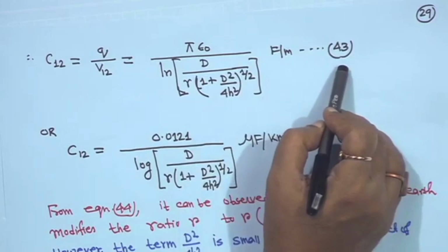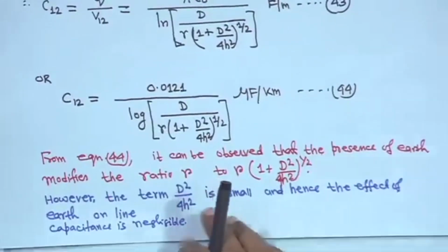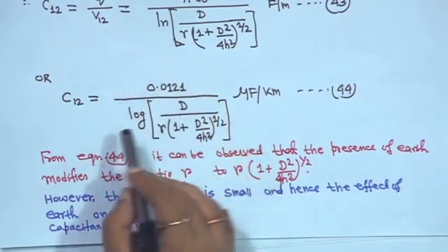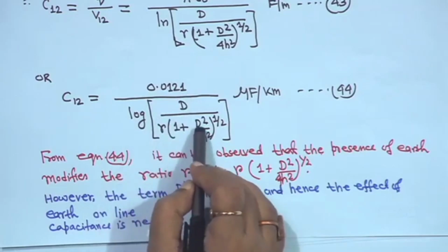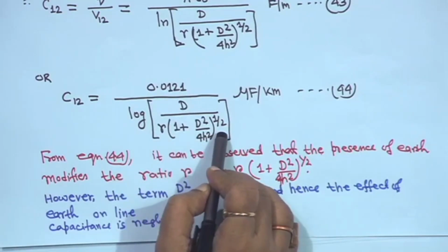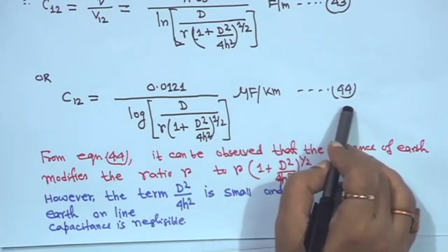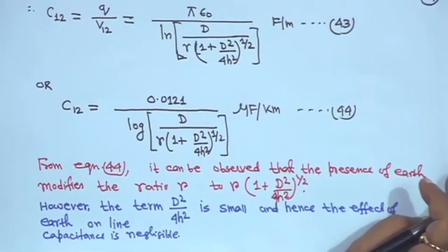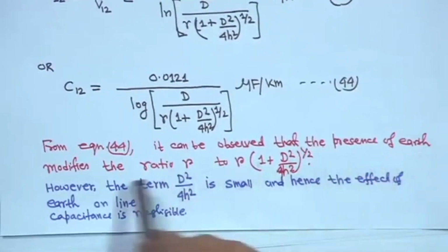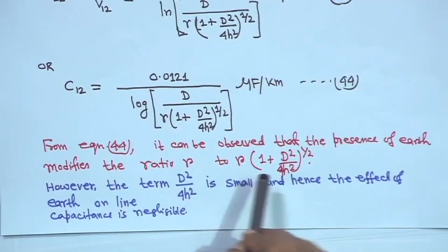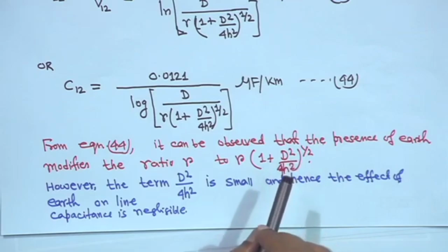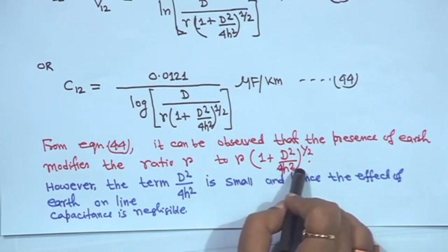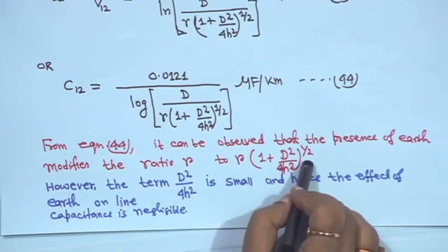This is equation 43. Now, you convert it to log instead of natural log, then C12 is equal to 0.0121 divided by log d upon r into 1 plus d square upon 4h square to the power half microfarad per kilometer. This is equation 44. Now, in equation 44, it can be observed that the presence of the earth modifies the ratio from r to r into 1 plus d square upon 4h square to the power half, right. So, earlier when the effect of earth was not there, it was r only, but now this factor is multiplied.